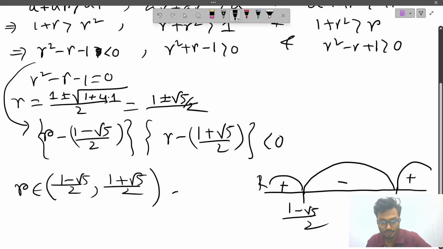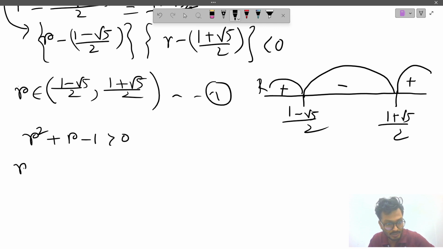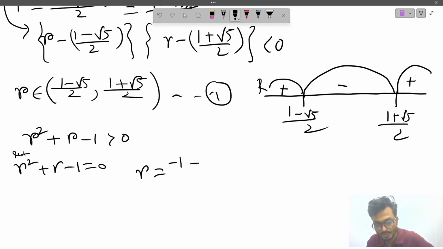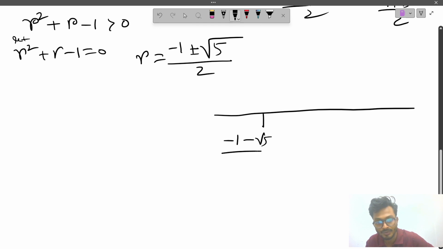Now this is our first inequality, and for the second, r² plus r minus 1 greater than 0, let us find the roots. Similarly, let r² plus r minus 1 equal 0. So what will be r? r equals minus 1 plus minus root 5, divided by 2, same thing. So here is our (minus 1 minus root 5)/2, and here is our (minus 1 plus root 5)/2.